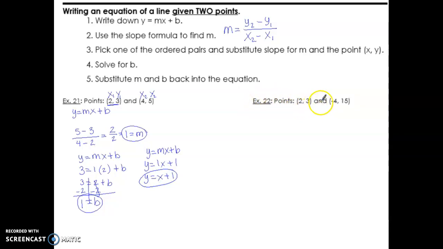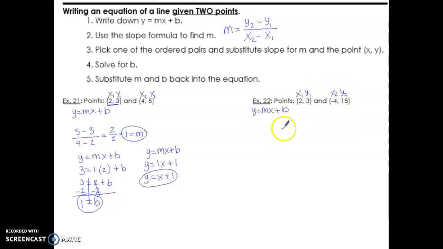Example 22 gives us these 2 points. Again, step 1 is write down our equation y is equal to mx plus b. It is very good practice to always write that down because it'll just help you not mess anything up. Step 2: use the slope formula to find m. So this is our slope formula, y2 minus y1 over x2 minus x1. Again, x1, y1, x2, y2. My x1 is 2, y1 is 3, x2 is -4, y2 is 15.